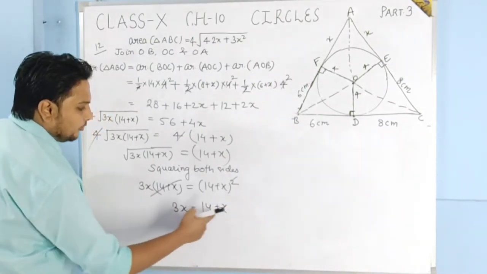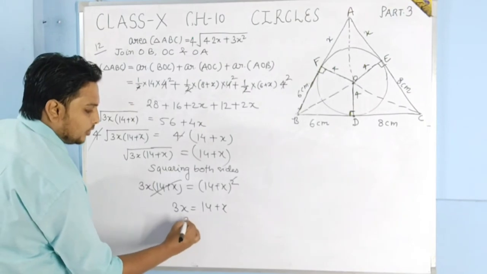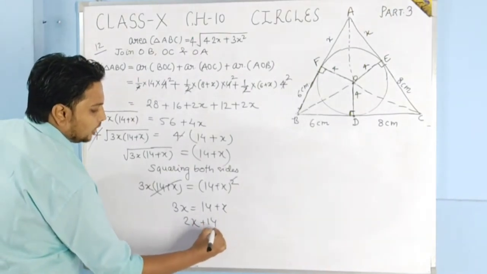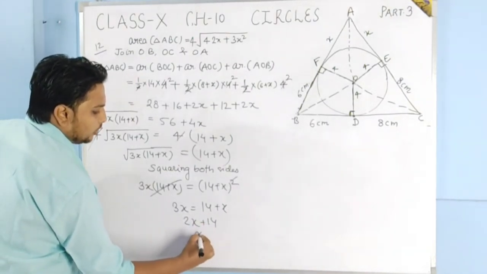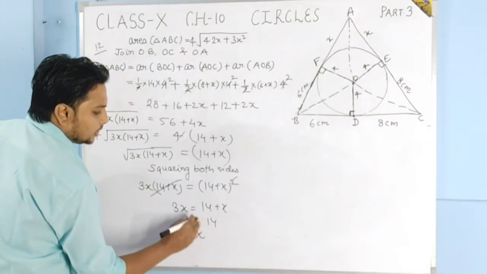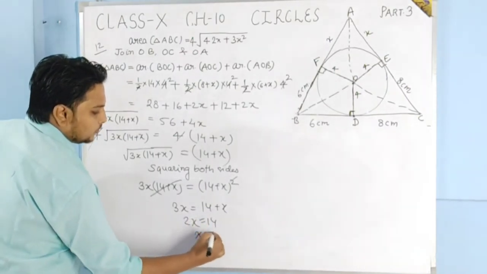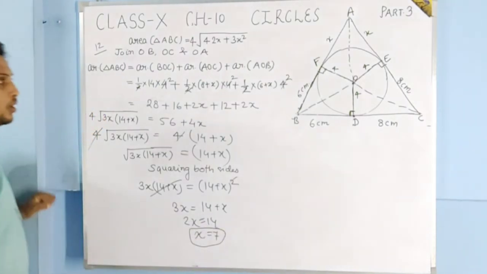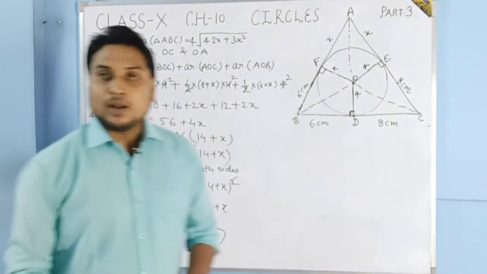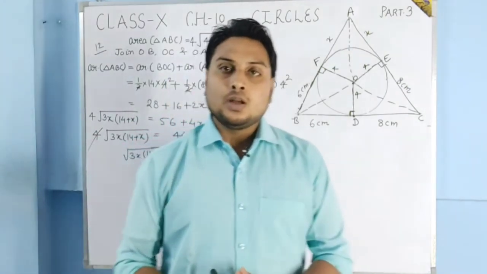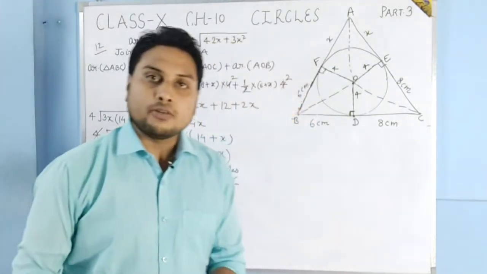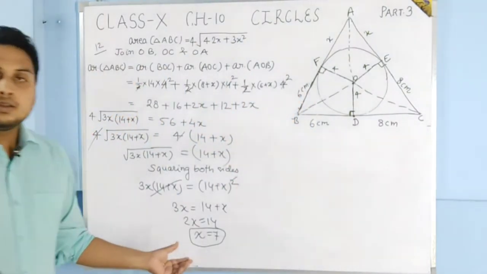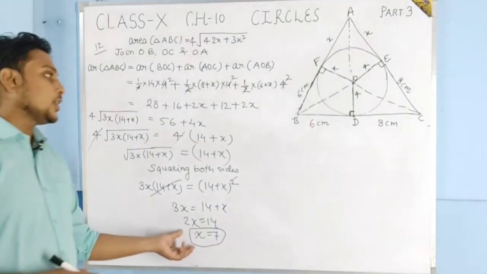This x, just shift this x into the left hand side, what you will get? 2x is equal to 14. And when it is 2x is equal to 14, so x will be what? X will be 7. Okay, so like this, by following these procedures, finally we got the value of x.